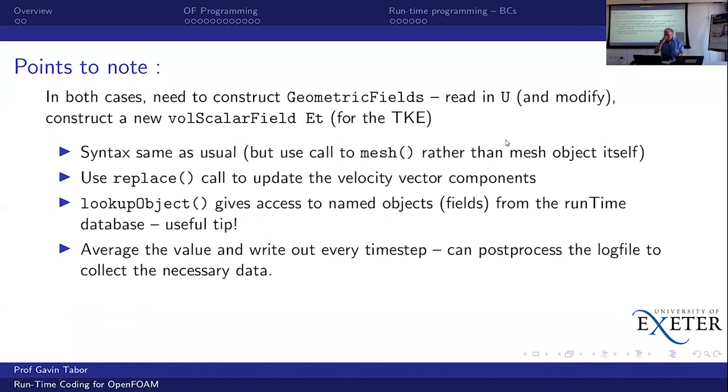Okay, here's my slide explaining it. Same syntax as usual, but in both cases I'm constructing a geometric field, reading in the velocity and modifying it, or constructing one new for the turbulent kinetic energy. Syntax is exactly the same as we do when we're programming, but we don't have access to the mesh object, but we do have access to a call to the mesh object. So that's a call which gives us the mesh object.